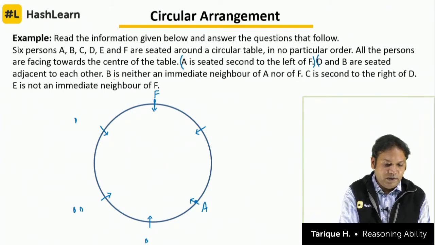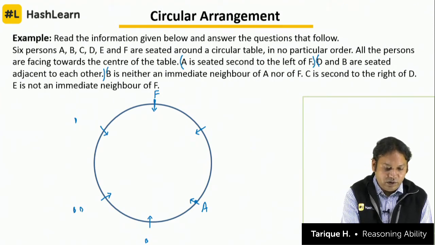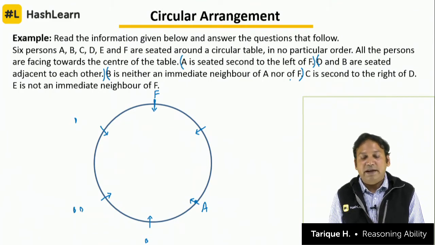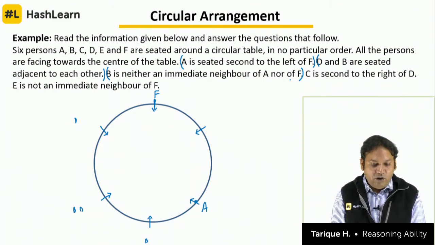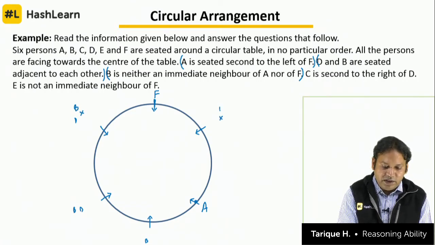So right now we'll just leave it. D and B are adjacent to each other. B is neither an immediate neighbor of A nor of F. This is a very important and helpful clue. If B is neither an immediate neighbor of A nor of F, what does it mean? It means that B cannot come here, B cannot come here, it is not an immediate neighbor.